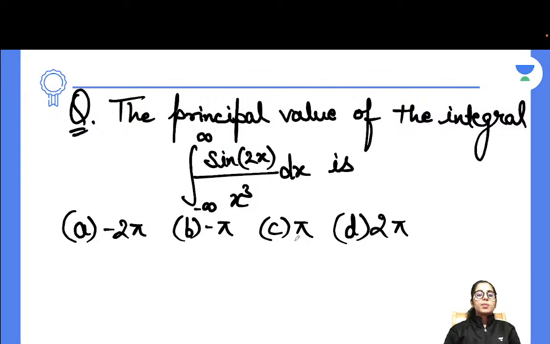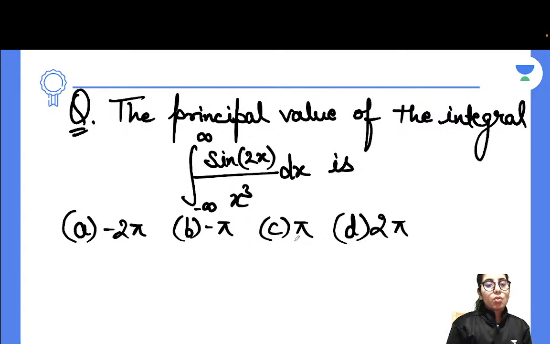So the principal value of the integral, that is integration from minus infinity to plus infinity of sine 2x upon x cube dx, is, remember, in your syllabus at this point of time is the contour integration, so you don't have to consider just the normal integration to solve it. So that's the first thing you need to keep in mind. Now I'm giving you some time to work on this question and think about what steps you can take and how you can proceed further to solve it.